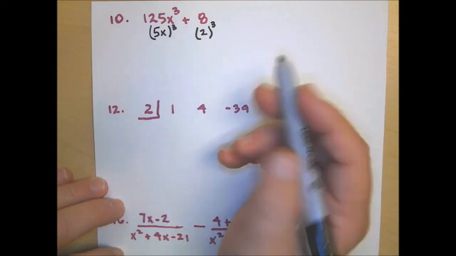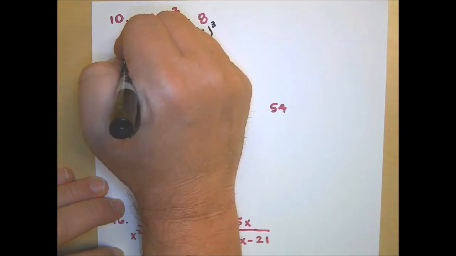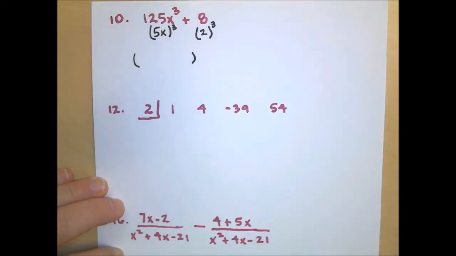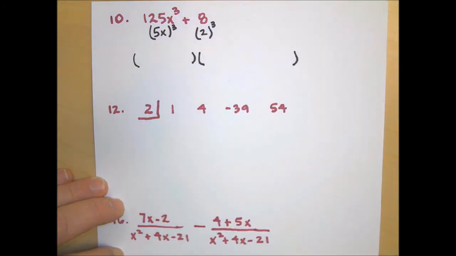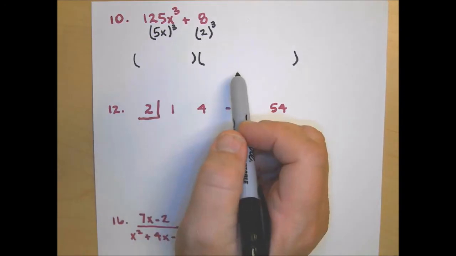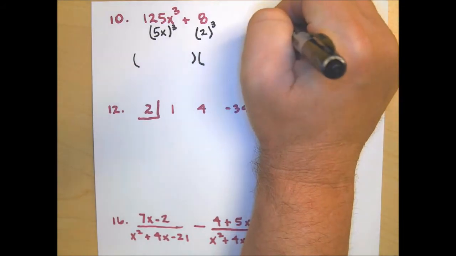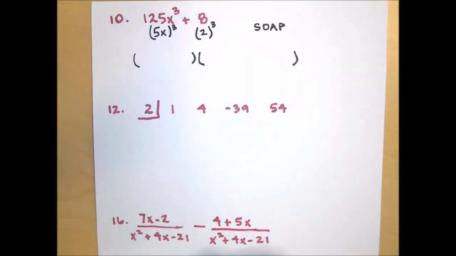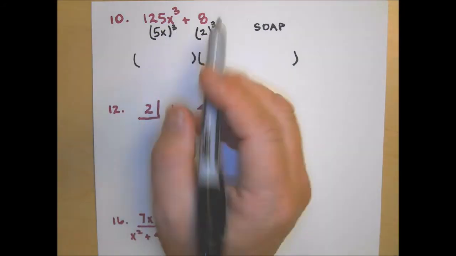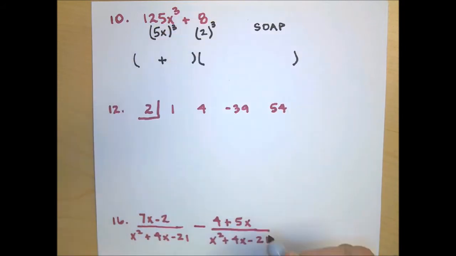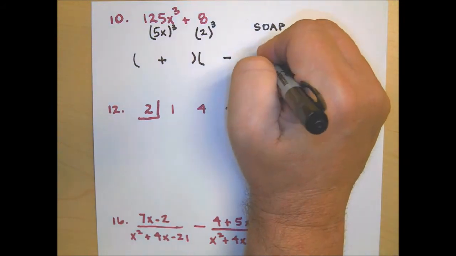Now when you follow the sequence and factor a perfect cube, you're going to have a smaller factor, a binomial, and a larger factor, a trinomial. So I make a small set of parentheses and a large set of parentheses. We use the acronym SOAP to guide us in the signs: same, opposite, always positive. Since the problem was an addition problem, same is plus, opposite is minus, and always positive is always positive.